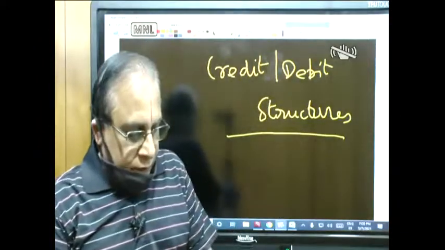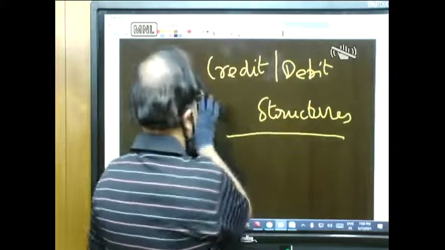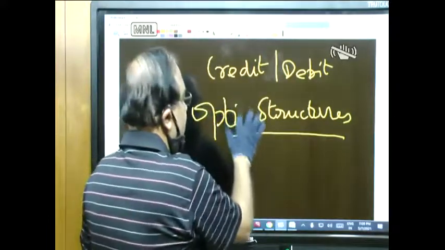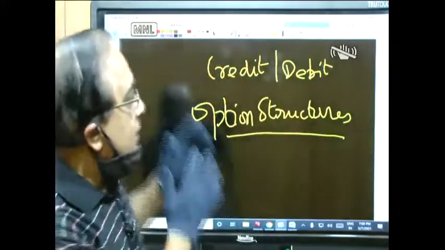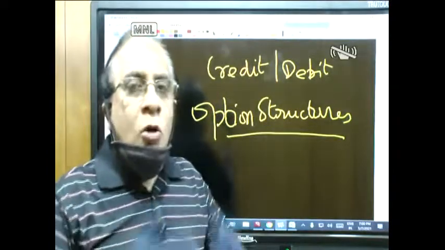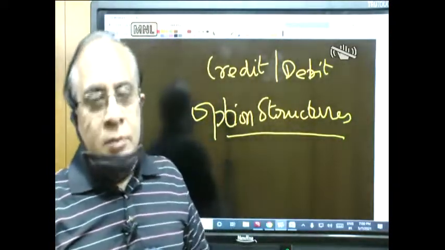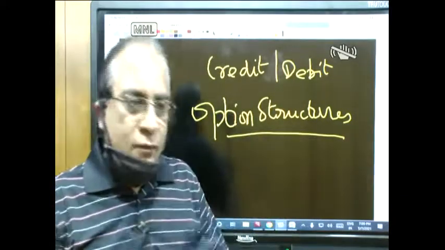Today, the topic is credit debit structures, option structures. First of all, what we will do is that we will explain what we mean by credit and debit structures, and also later on tell you how the performance of this credit structure or debit structure has been there over the last 1 year, 1.5 years.